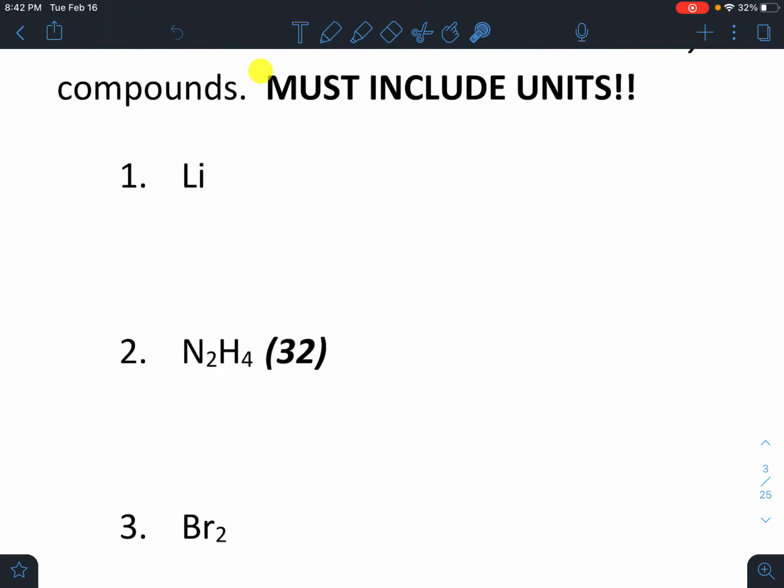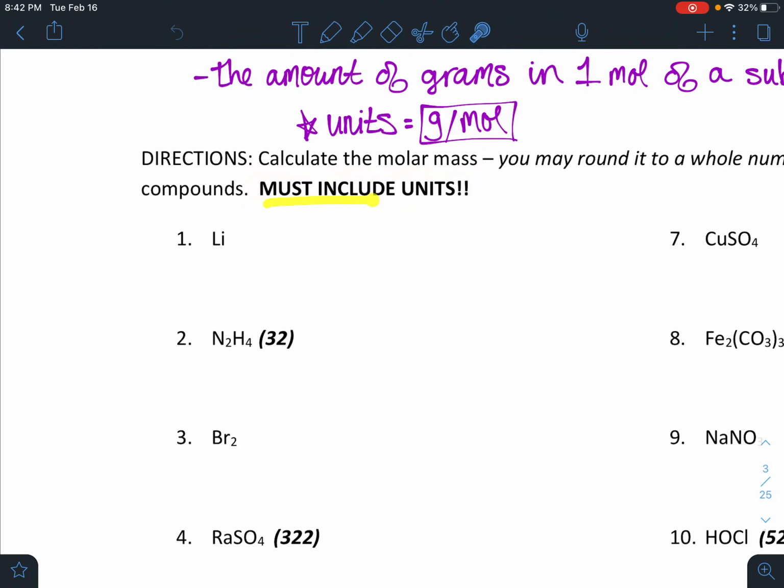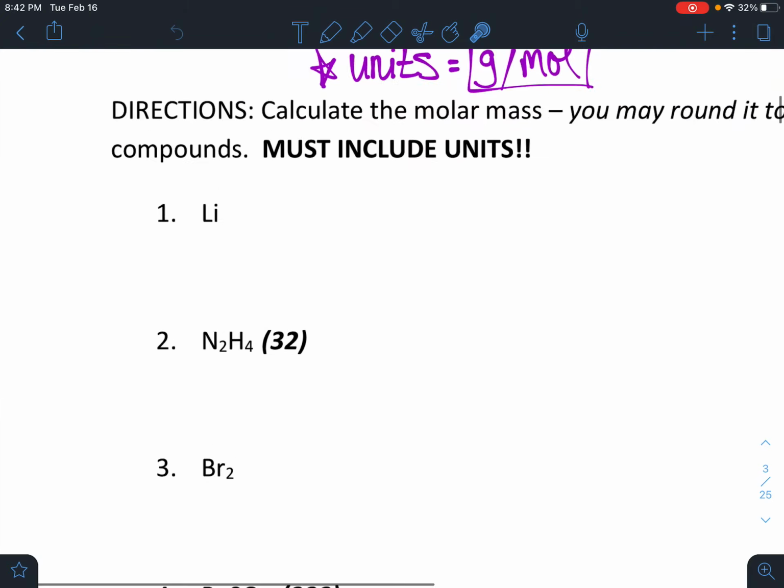All right. Notice how in the instructions it does say that we must include units. So here you just need to include units on your answer. Okay, so that grams per mole there as we calculate molar mass.